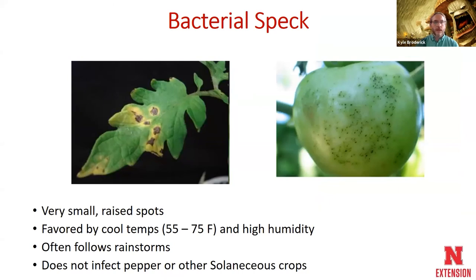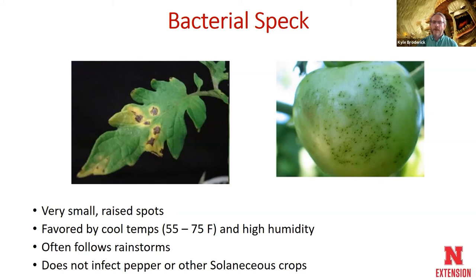Now, bacterial speck, oh, and I apologize, I have the wrong picture here for bacterial speck. The leaf is a picture of bacterial spot there, but the fruit that we have is bacterial speck. Compared to bacterial spot, bacterial speck lesions tend to be much smaller. And they're also a little bit raised, almost have a scabby appearance. And so you may be able to go out to that infected fruit and just kind of scrape off some of those specks with your fingernail. And that is a good indication that you are dealing with bacterial speck.